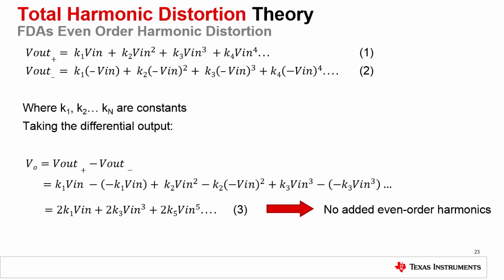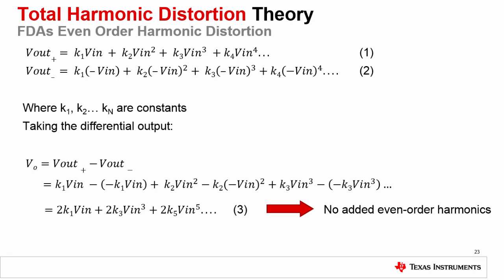One way to quantify distortion products is by expanding their transfer functions into a power series. For an amplifier with a differential output, such as an FDA, we have two transfer functions for the generic expansion of the two outputs, which are equations 1 and 2 respectively. Here we can see that quadratic terms give rise to second-order harmonics, and cubic terms give rise to third-order harmonics, and so on. Taking the differential output of equations 1 and 2, we get equation 3.